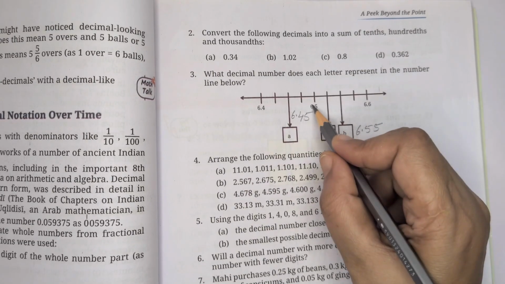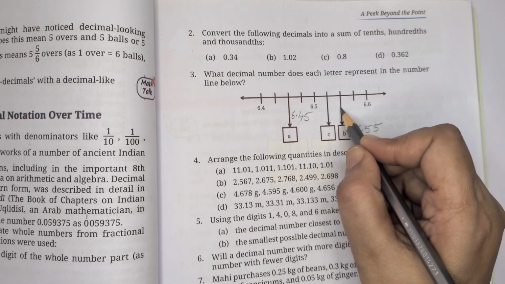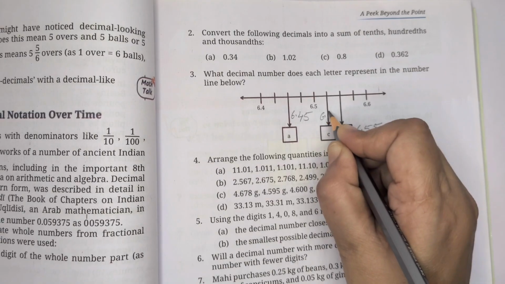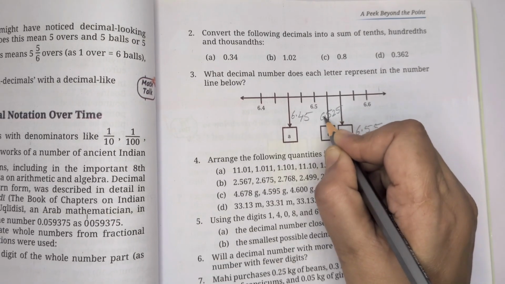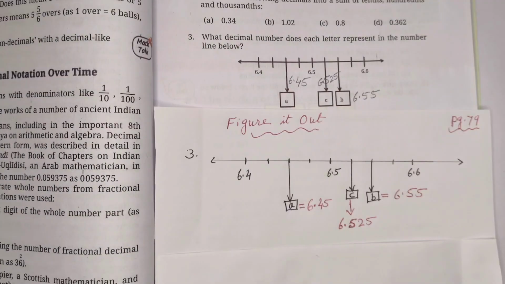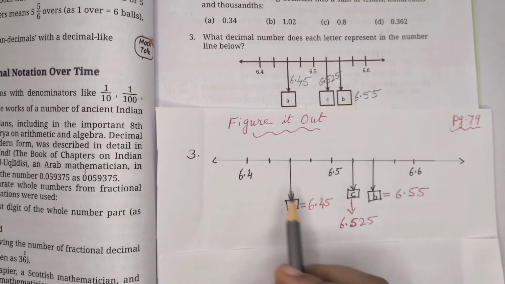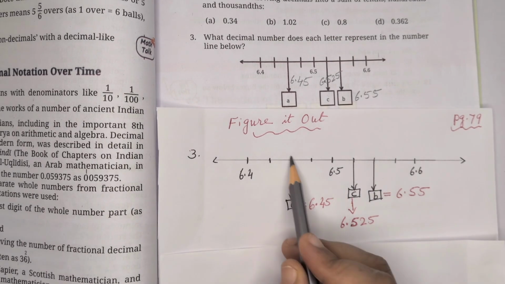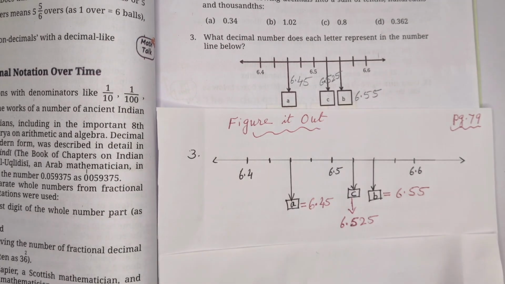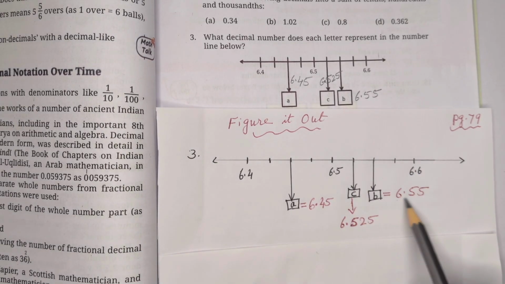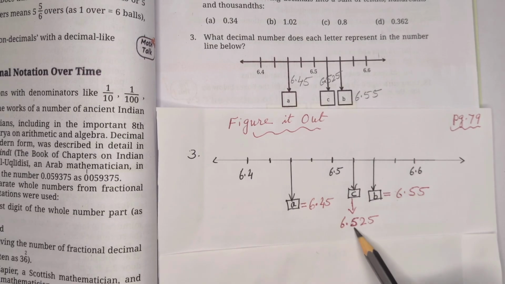Now C is coming in between these two. That means 6.525. C means 6.525. Same thing, we can draw the line the same way, and in between 6.4 and 6.5, the middle one will be 6.45. Then B is here in between that. So 6.55, and in between these two, C is 6.525.